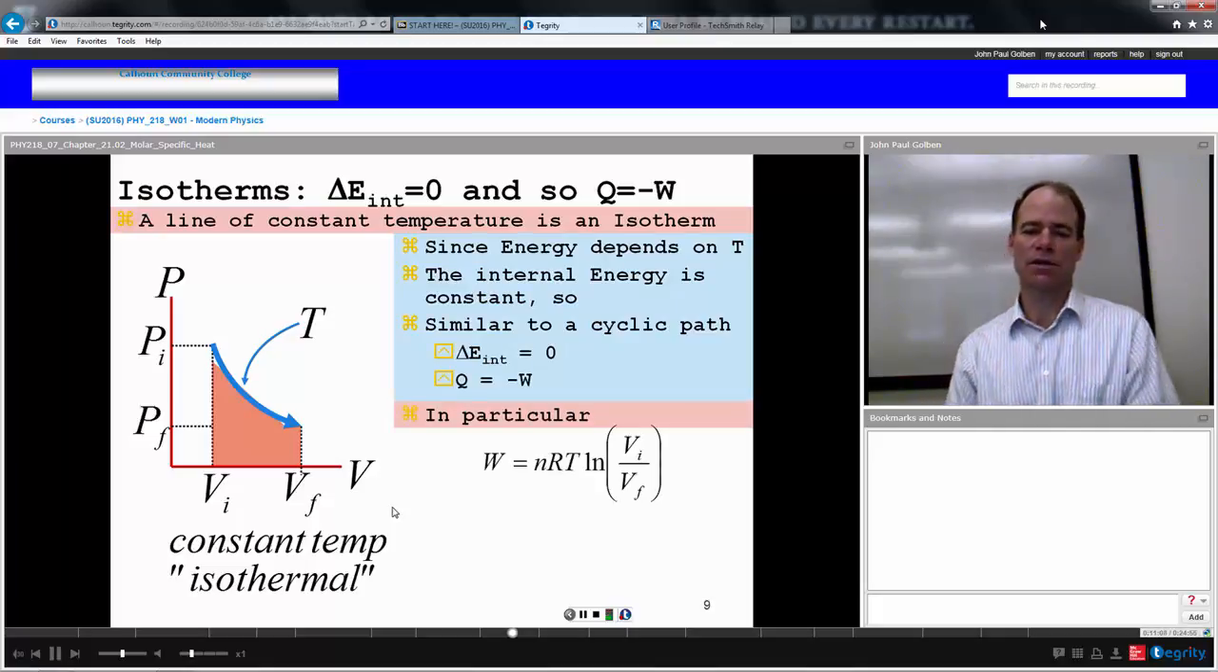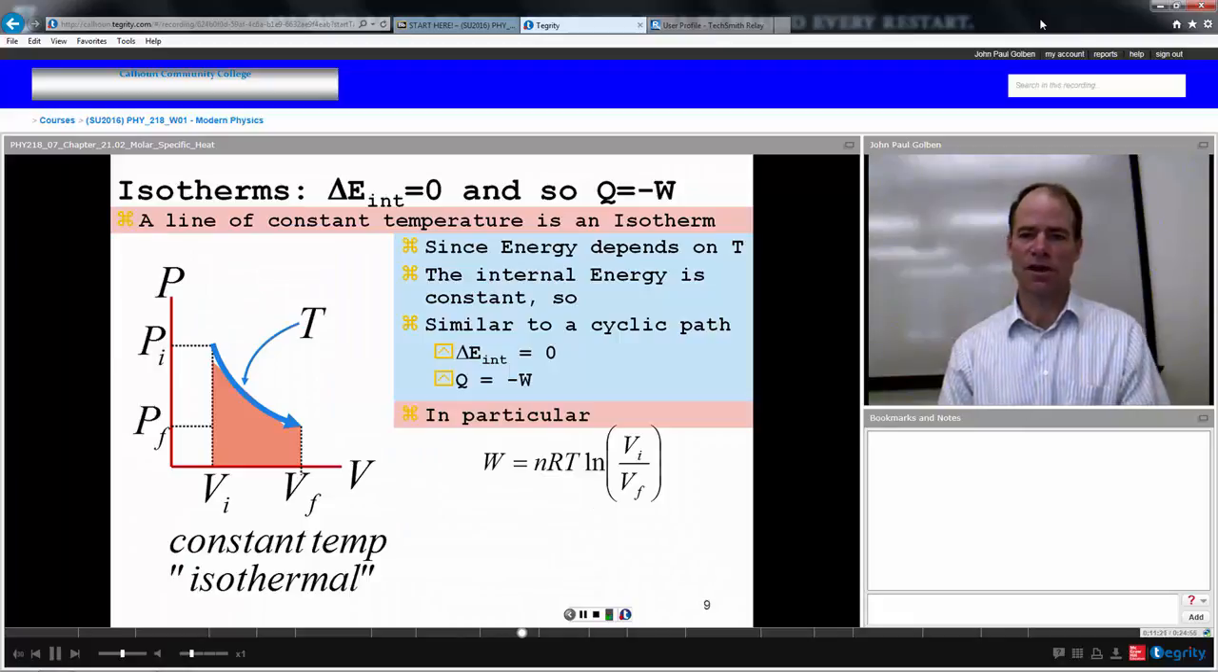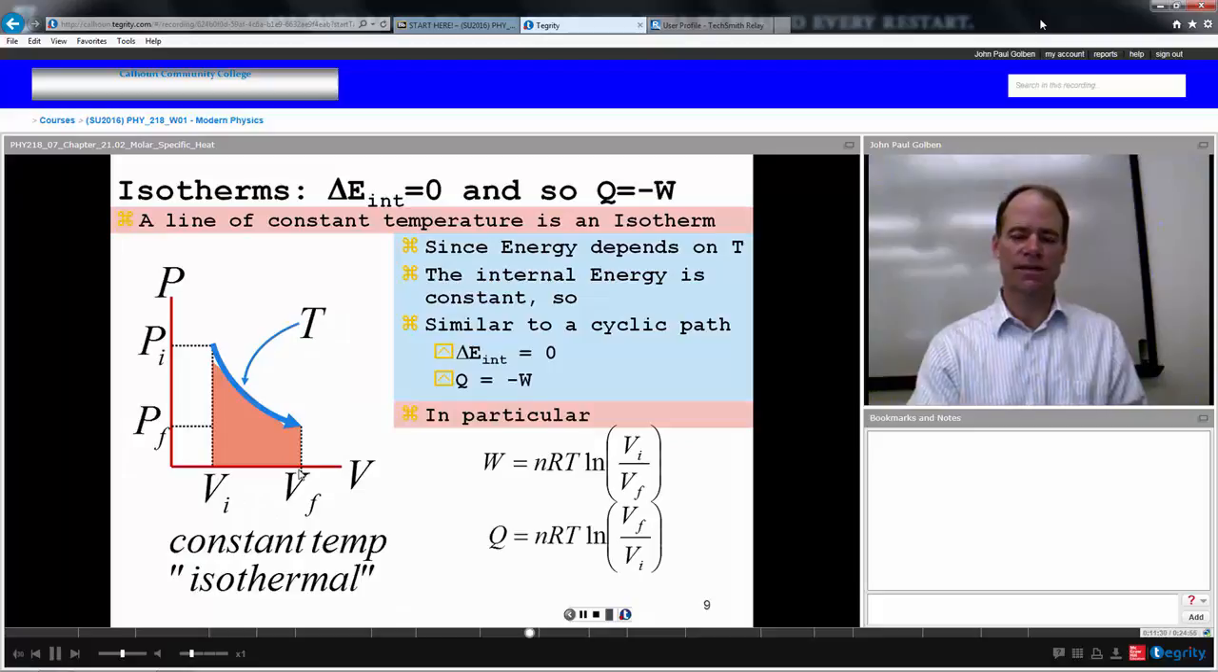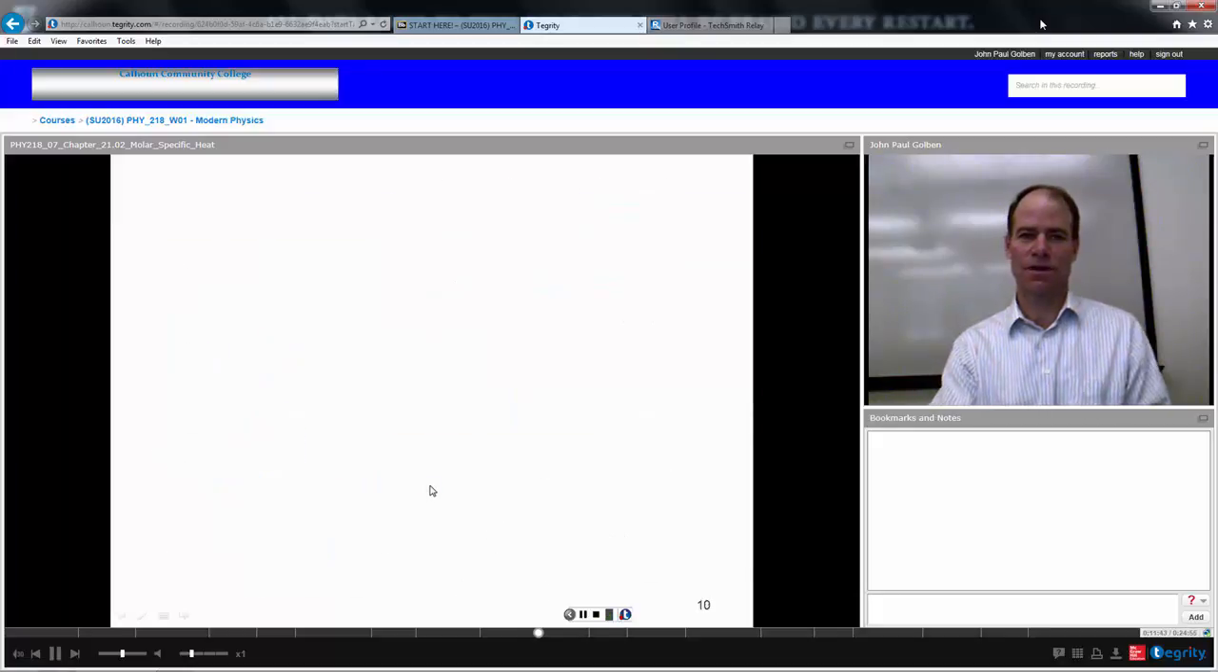And in particular, for ideal gas, the work done as we go from any initial volume to final volume is nRT natural log V initial over V final. I guess if one were greater than the other, the natural log will still sort it out. And the Q is the negative of this. So Q will be equal to nRT natural log final volume over initial volume. Change in internal energy, of course, is 0 for isotherm.